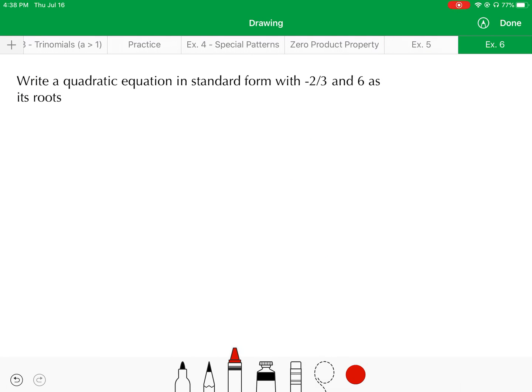So back to this example, if I have a root of -2/3, then that means I should have a factor of 3x plus 2. Think about it. If I set 3x plus 2 equal to 0, subtract 2, divide by 3, that gives me x equals -2/3. And then if my other root is 6, my second factor would have to be x minus 6. I'll just set those equal to 0, and I'll multiply it out to get it in standard form.